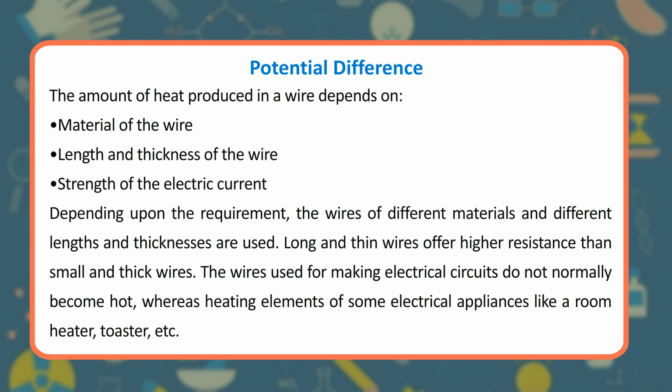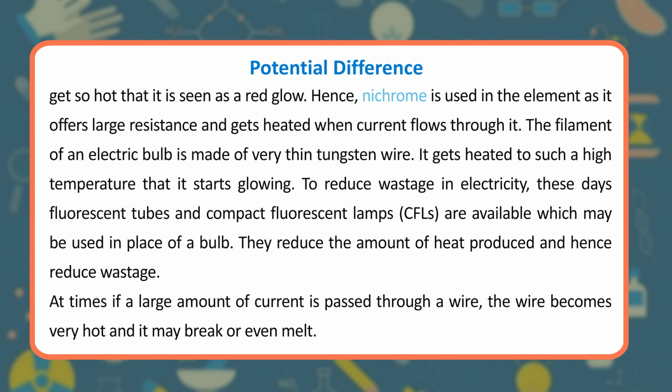The amount of heat produced in a wire depends on material of the wire, length and thickness of the wire, strength of the electric current. Depending upon the requirement, the wires of different materials and different lengths and thicknesses are used. Long and thin wires offer higher resistance than small and thick wires. The wires used for making electrical circuits do not normally become hot, whereas heating elements of some electrical appliances like a room heater, toaster, etc. get so hot that it is seen as a red glow.